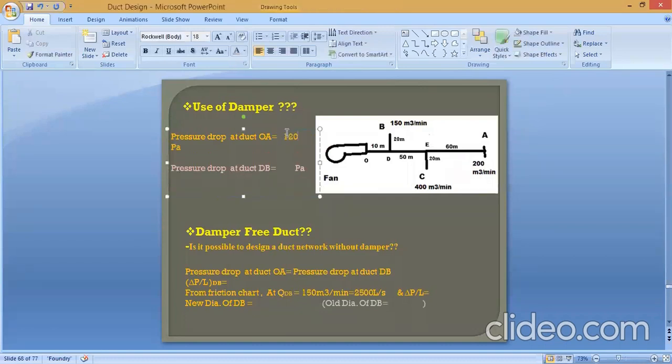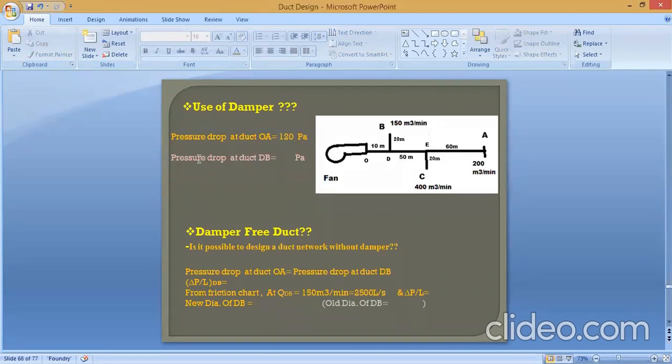120 pascal is the pressure drop. So in this main duct, the pressure drop or resistance is 120 pascal, right? And the pressure drop at duct C, we'll take the example of DB. Now take up this branch D to B. The pressure drop at D to B is only 20 pascal.